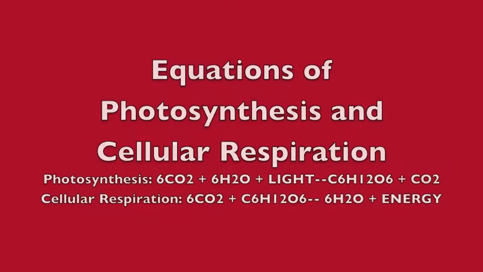Next, let's look at the equations of cellular respiration and photosynthesis. The equation for photosynthesis is 6CO2 plus 6H2O plus light, which converts into C6H12O6 plus 6O2. The equation for cellular respiration is 6O2 plus C6H12O6, which converts into 6CO2 plus 6H2O plus energy. The products of cellular respiration are the reactants of photosynthesis, and the products of photosynthesis are the reactants of cellular respiration. The equation for photosynthesis is the equation for cellular respiration, but backwards.